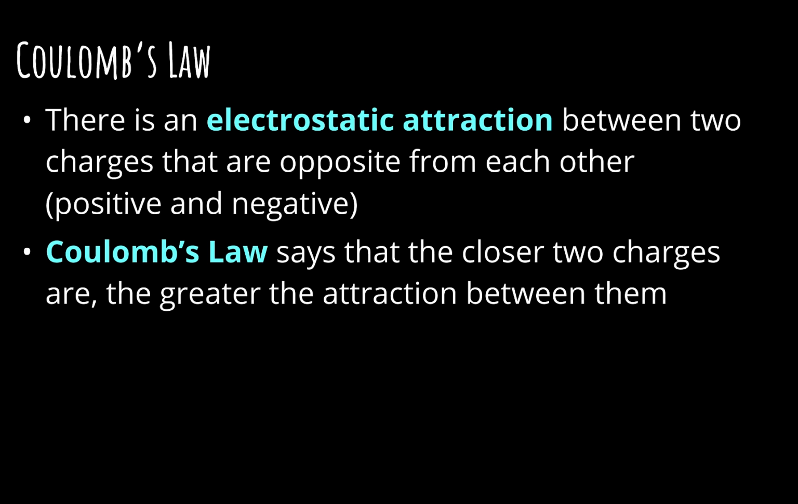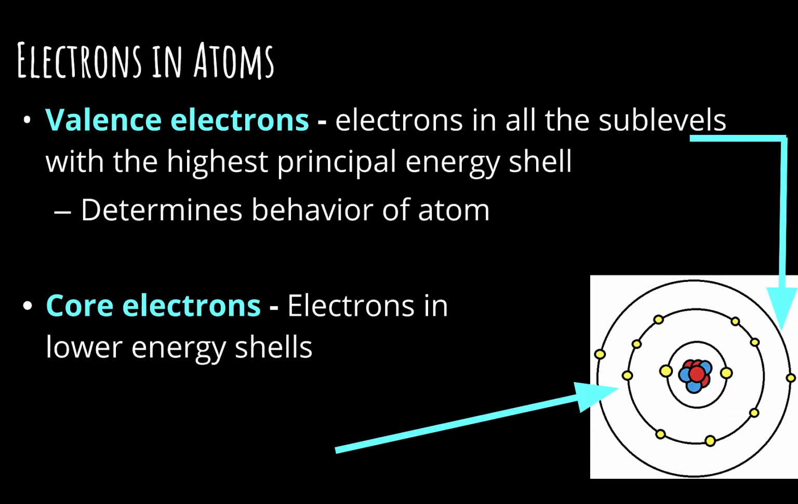That electrostatic attraction is responsible for what holds an atom together, and the reason that those electrons don't just fly off into nowhere. The nucleus of the atom is positively charged, the electrons are negatively charged, so those negatively charged electrons are held within the atom by their attraction to the positive nucleus. Coulomb's law says that the closer those two charges are, the greater the attraction between them. So the closer the protons and neutrons are, the more tightly they're held together.